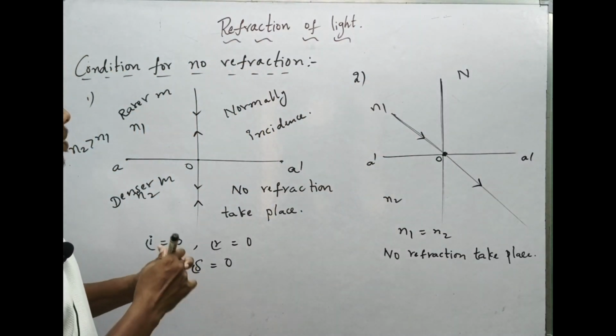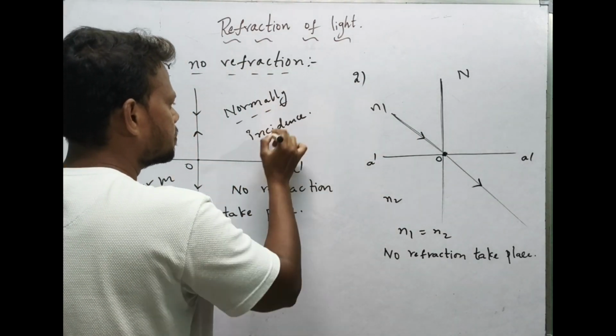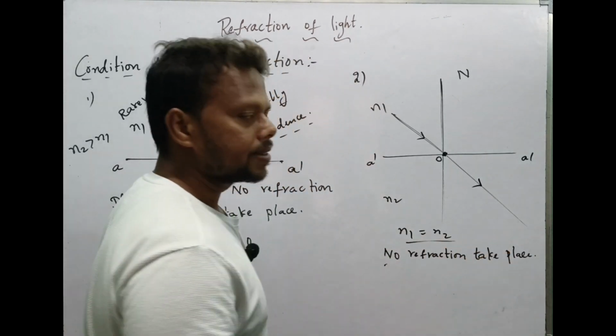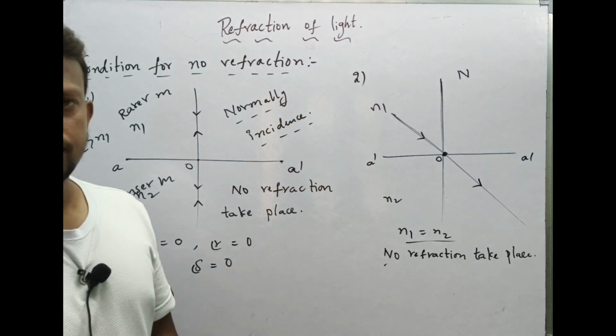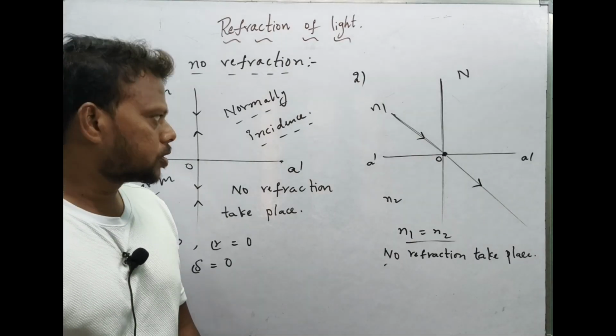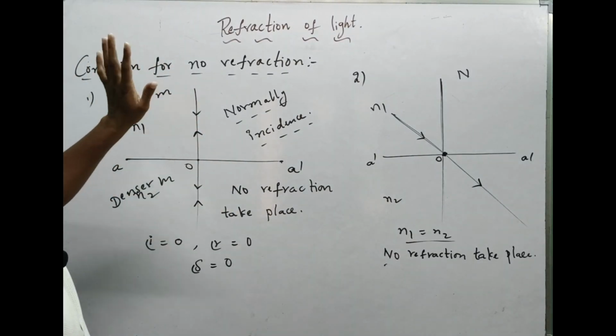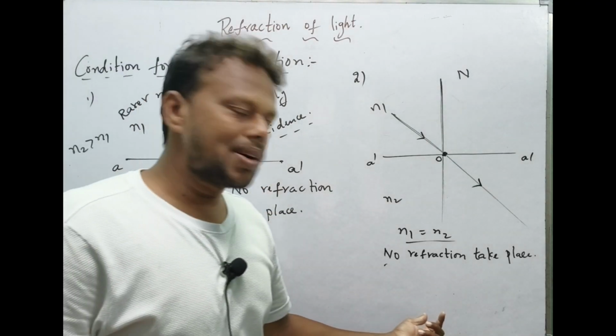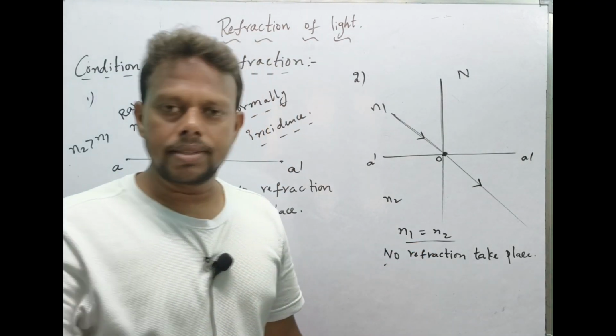The first one is normal incidence. The second one is that the refractive indices are equal. How do we clear it? I think it is better understood this way. There are only two conditions for no refraction to take place. The first one is normal incidence. The second one is that the refractive indices are equal.